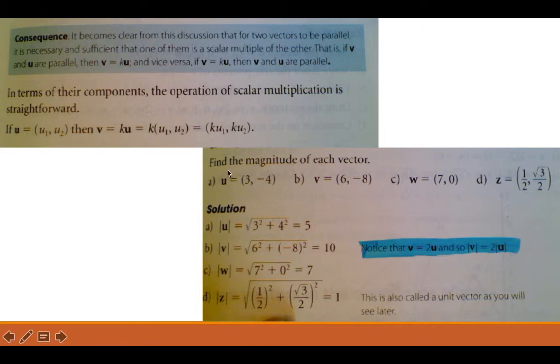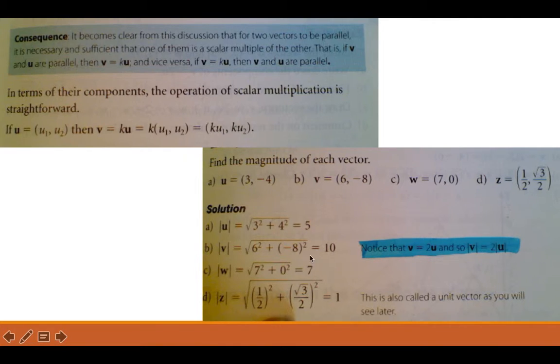Okay. The magnitude of this, 3, 4, that means it's a 3, 4, 5 triangle, so that's going to be 5. 6, 8, 10. Here we go. That's another 3, 4, 5 triangle, just scaled up by a factor of 2. And since 3 times 2 is 6 and 4 times 2 is 8, that means that the hypotenuse, or the length of these triangles, would also be times 2. So since the vector v is twice as big as the vector u, then v's length is twice as big as u's length.